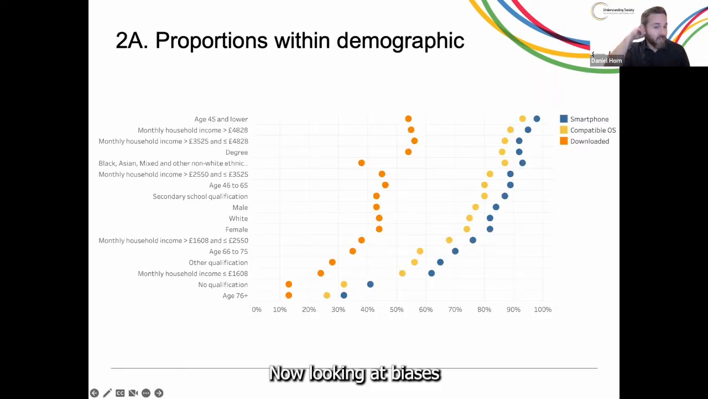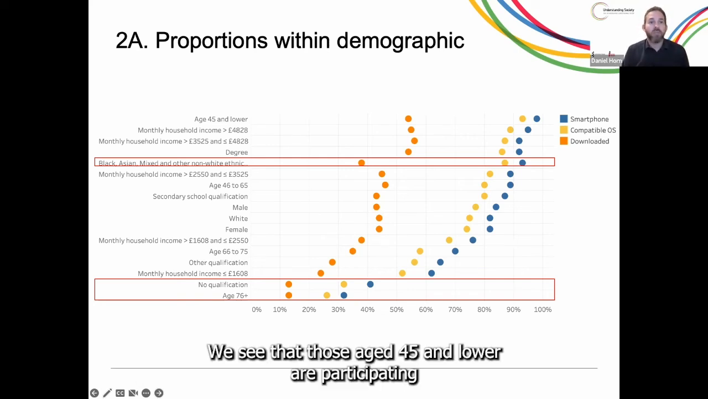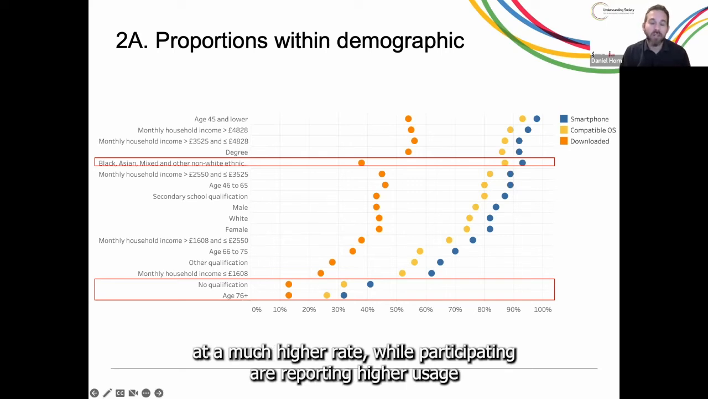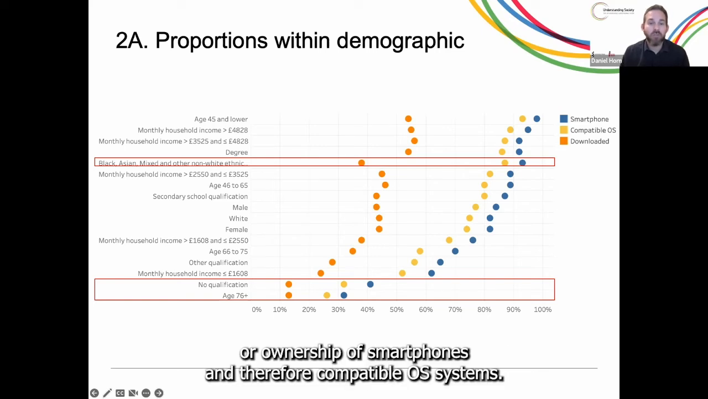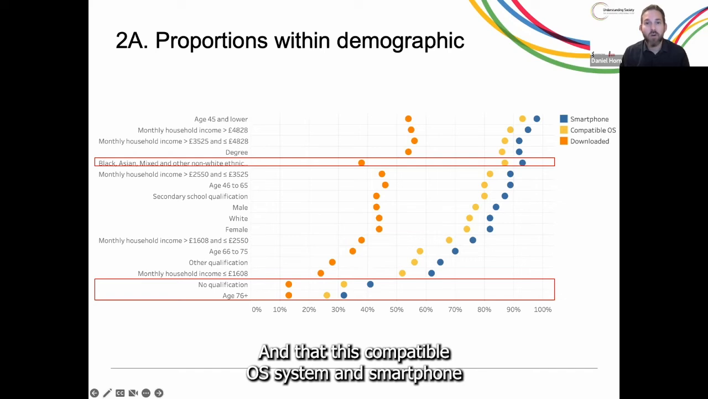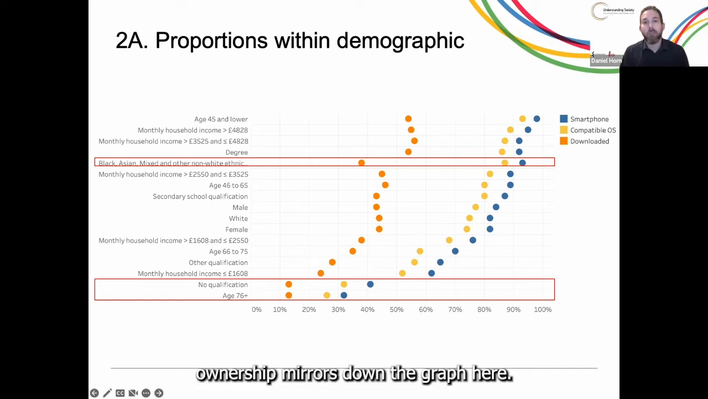Now, looking at biases for those within the demographic groups, we see that not all demographic groups are participating equally. We see that those aged 45 and lower are participating at much higher rate, are reporting higher usage or ownership of smartphones and therefore compatible OS systems, and that this compatible OS system and smartphone ownership mirrors down the graph here.